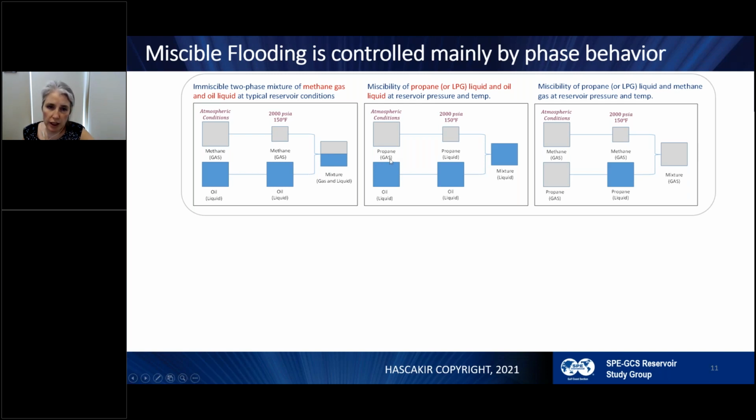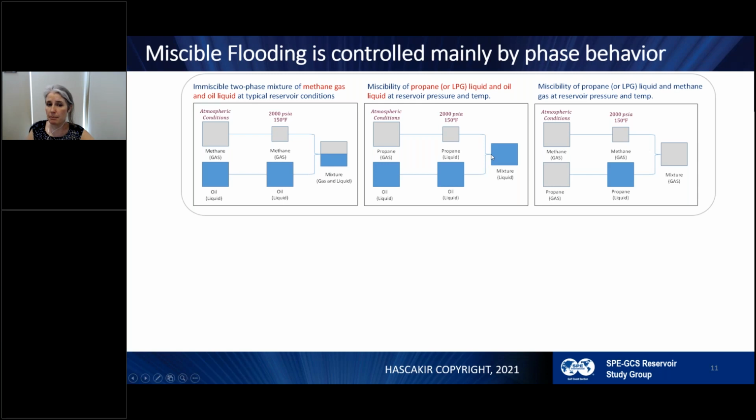Now, I would like to check if I inject propane instead of methane, whether something would change. This is at atmospheric condition. Oil is in liquid phase, propane is in liquid phase. Then I'm bringing this to the reservoir pressure and temperature. And what I'm seeing is propane is becoming liquid. It was gas at atmospheric condition. At reservoir, it is in liquid phase. Once I'm mixing these 2, the mixture has just 1 phase, which is liquid only. And this is a first contact miscible process.